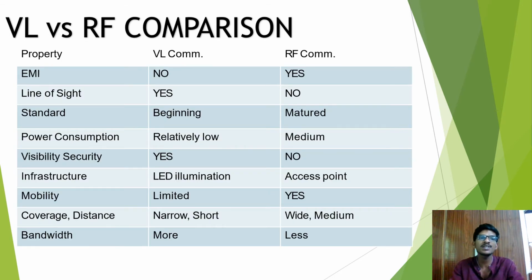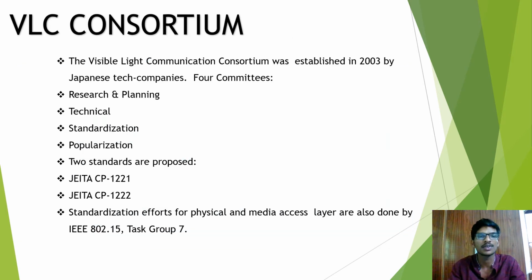In the comparison between VL and RF, VL means visible light and RF means radio frequency. The properties are EMI, line of sight, standard, power consumption, visibility, security, infrastructure, mobility, coverage, distance, and bandwidth. These are the comparisons between visible light and radio frequencies.